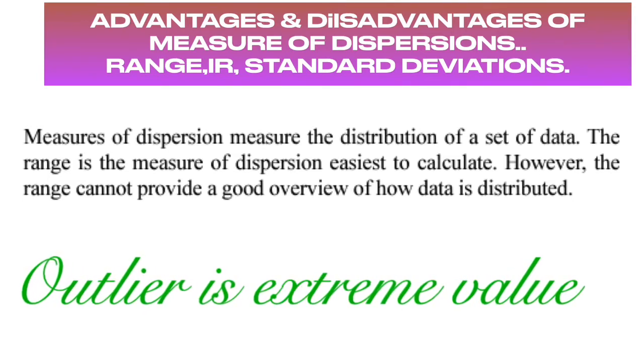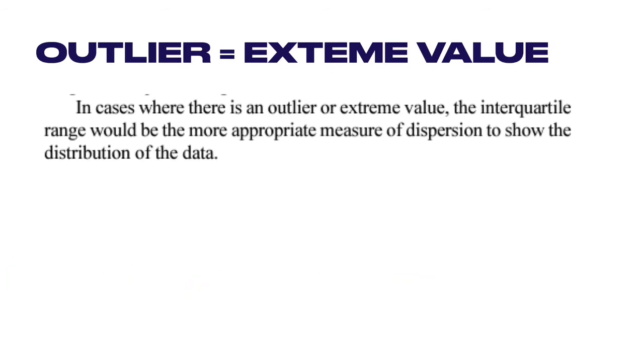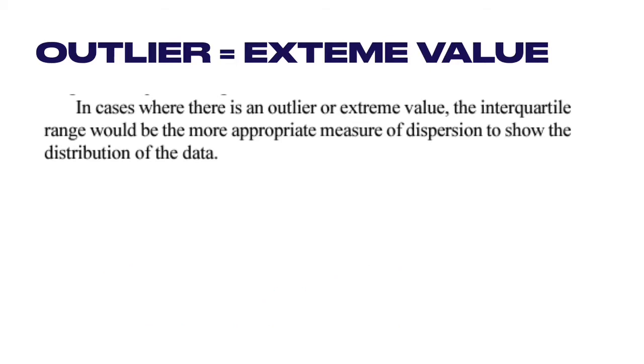In cases where there is an outlier or extreme value, the interquartile range would be a more appropriate measure of dispersion to show the distribution of the data. What is the meaning of outlier or extreme value? It means that the data suddenly becomes very far from other data. It's not consistent. It can be too big or too small.